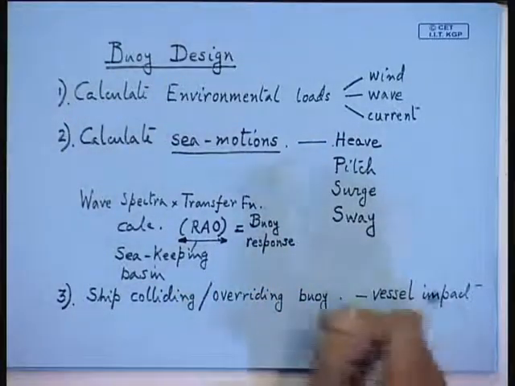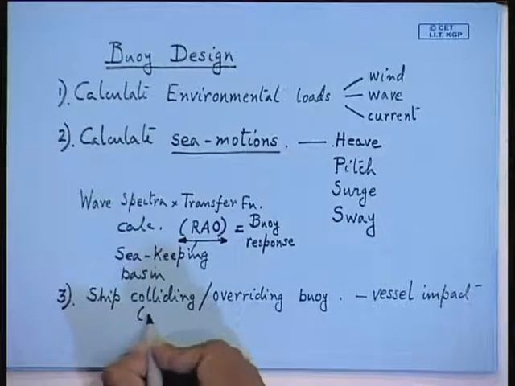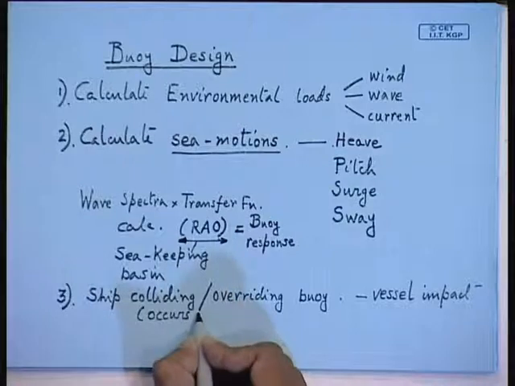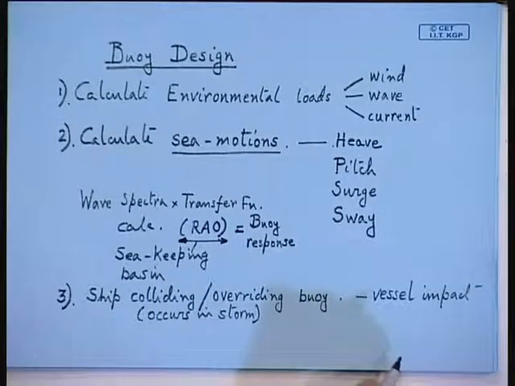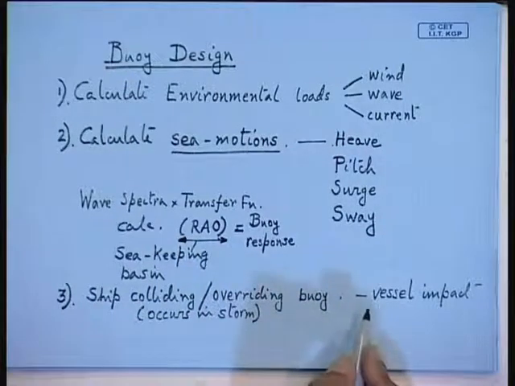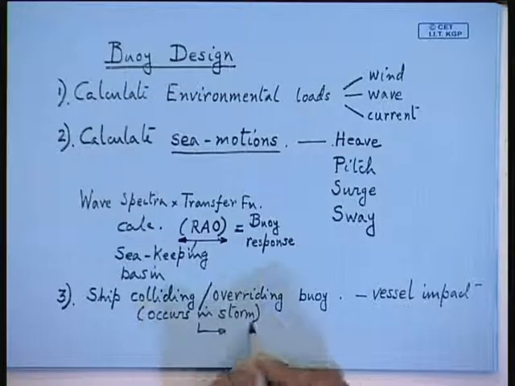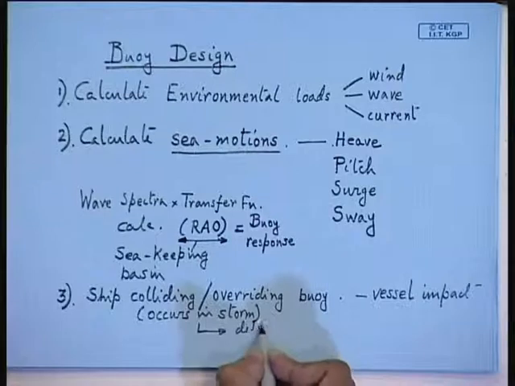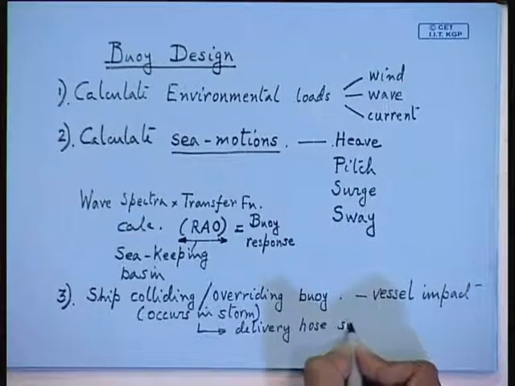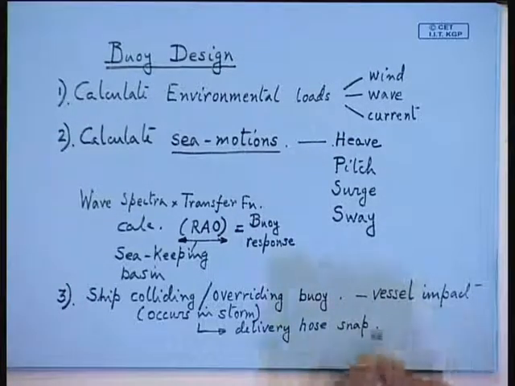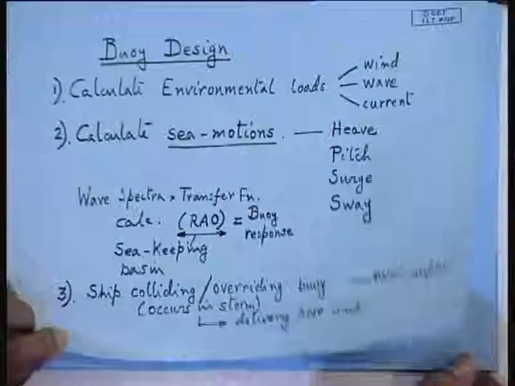In ship colliding or overriding buoy, especially this occurs, normally this occurs in a storm. So, in storm conditions, you will find this sort of thing happening. If this collision and overriding is taking place, there is a chance for delivery hose snap. So, your delivery hose starts breaking at this juncture. And of course, it will cause damage to both your ship and buoy. So, collision is another important aspect that you have to keep in mind.